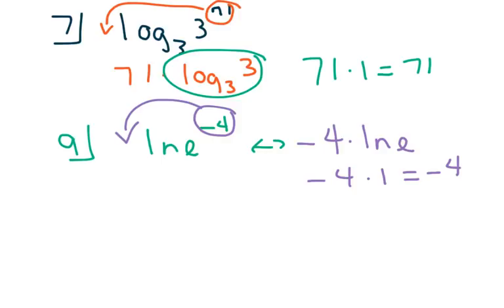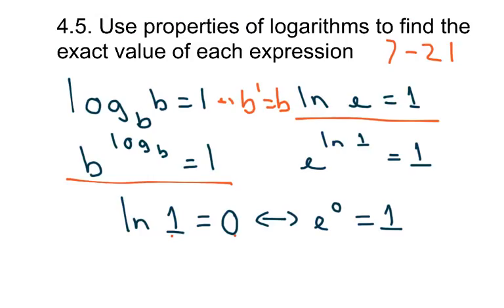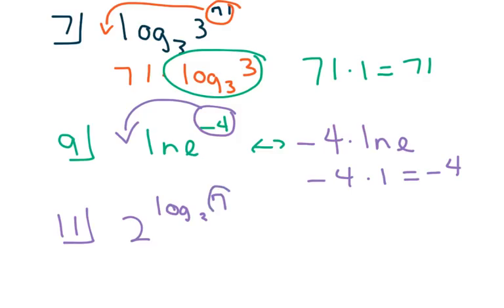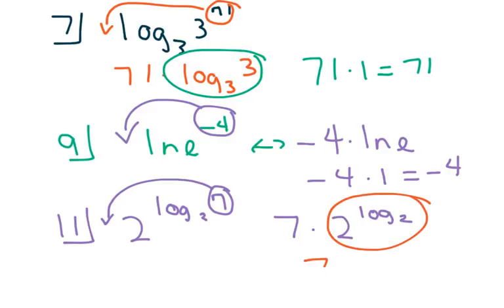11, we have 2 log base 2 of 7. So basically, from what I told you here, when you have something like that, we can just bring the 7 in front. We have 7 times log base 2 of 2. This equals 1. So we have 7 times 1, that equals 7. Okay, 13.